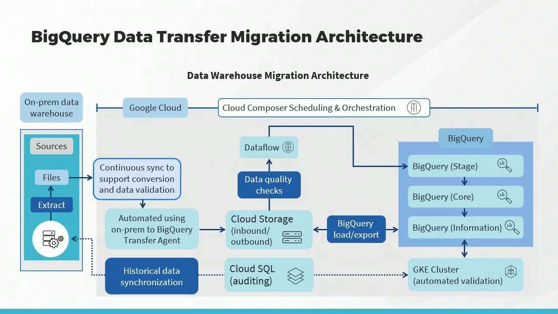Using the data quality checks in our Dataflow pipeline is quite useful because it allows us to get into a BigQuery staging environment. And what we can do then is start historically synchronizing our data using Cloud SQL auditing and sending them over to a Kubernetes Engine cluster for automated validation, and then send them over into BigQuery as well. That's a little bit of what the migration will look like and what the architecture is really built on when we're dealing with an on-prem data warehouse to BigQuery.